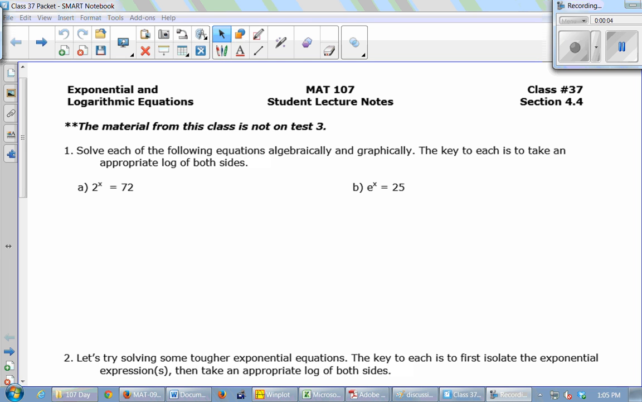Okay, so just a reminder, this material is not going to be on the test on Friday. So this is just material that will appear on the final, but not on the test on Friday.